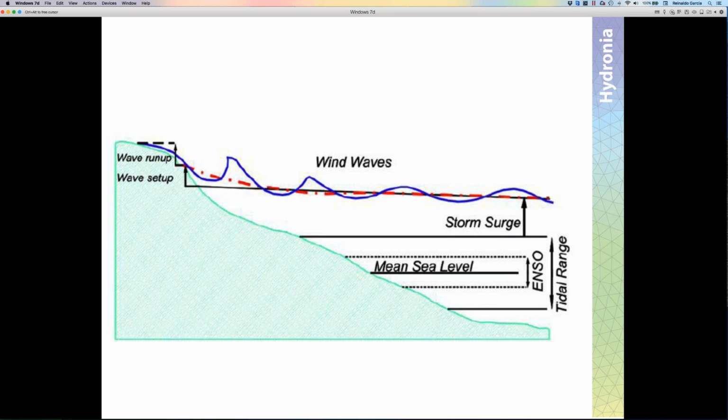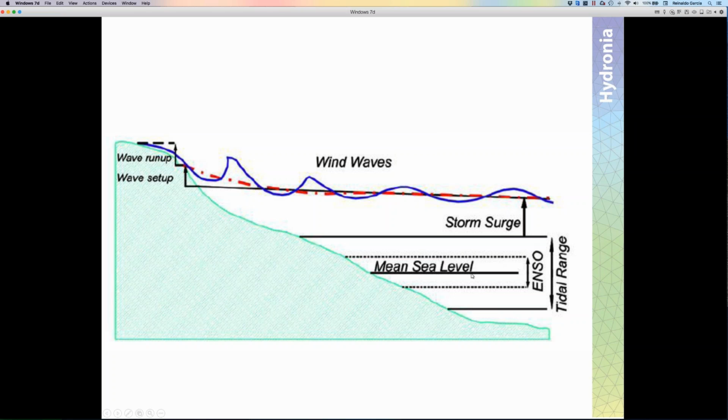There are several sources of flooding in coastal areas, and most of the time they are not isolated. They act in combined form. I borrowed this from a book, and it shows most of the main factors that influence coastal flooding.